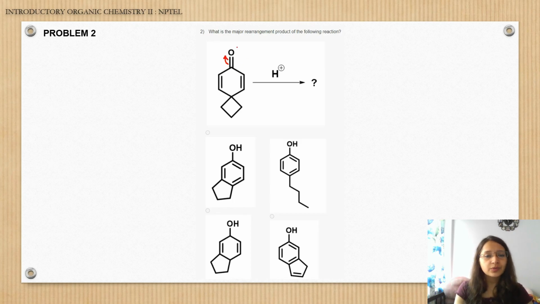The driving force here is also the ring strain in the four membered ring, so it wants to get into a conformation which is more stable than the four membered ring. Here there is a conjugation, as you can see. After it is getting protonated, this conjugation takes place. So you will end up with a positive charge particularly at this carbon, right?